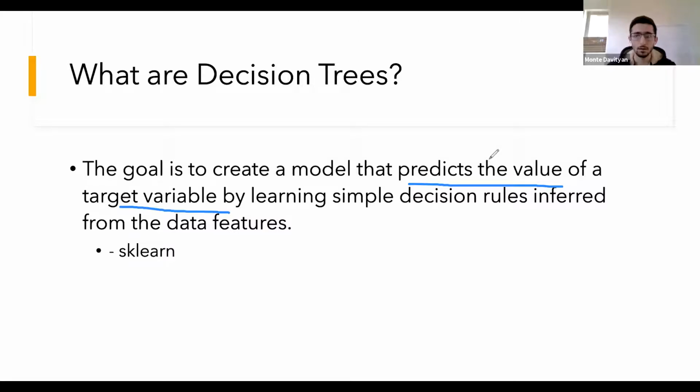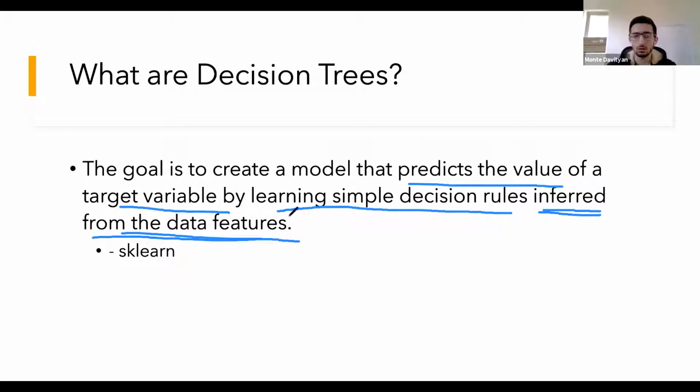Now, decision trees do this a little bit differently. Linear regression did this differently. Logistic regression worked a little differently. Decision trees work by learning simple decision rules inferred from the data features. This inferring from the data features is almost exactly like what we've been doing with linear regression and logistic regression. Linear regression learns the parameters from the prior data that was given to it.